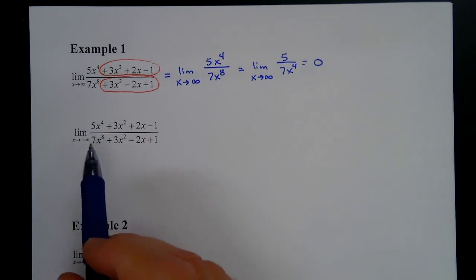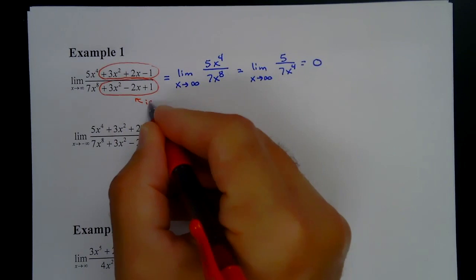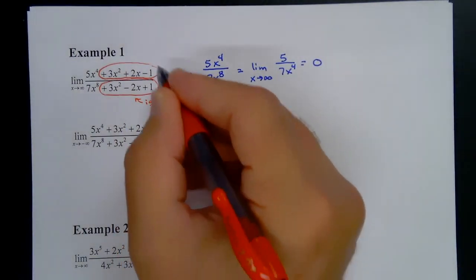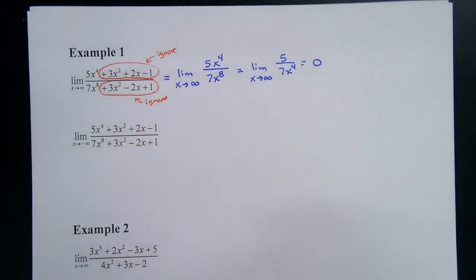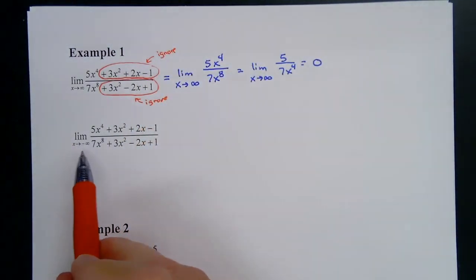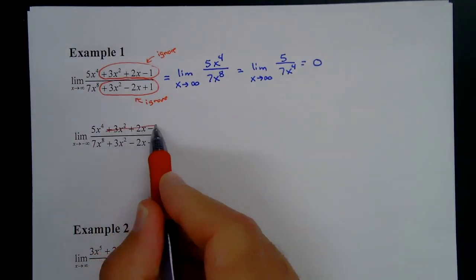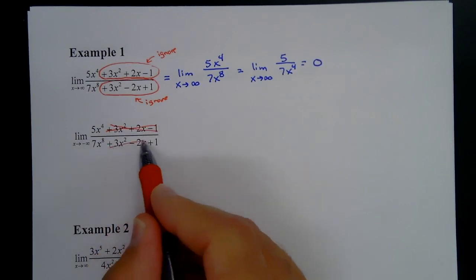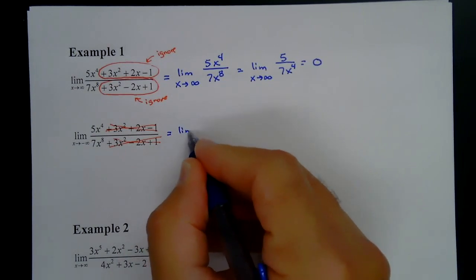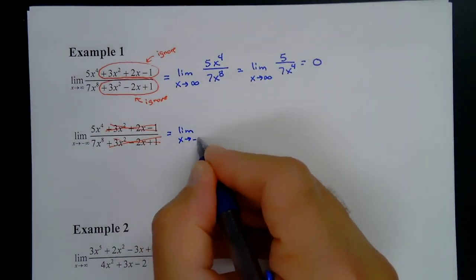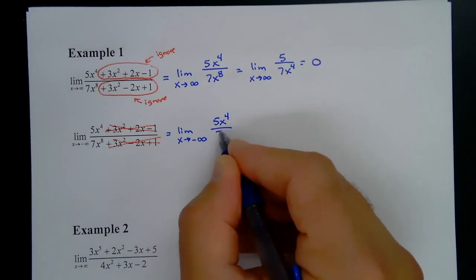All right, so let's go to this next one. Same idea, and I should have written, we're going to ignore this, those are ignored, and same with this. So from here on out, I'm just going to cross it out. So the limit as x approaches negative infinity of the same function. I'm just going to cross this out because it's insignificant, as is this. So we want to find the limit as x approaches negative infinity of 5x to the fourth over 7x to the 8th.